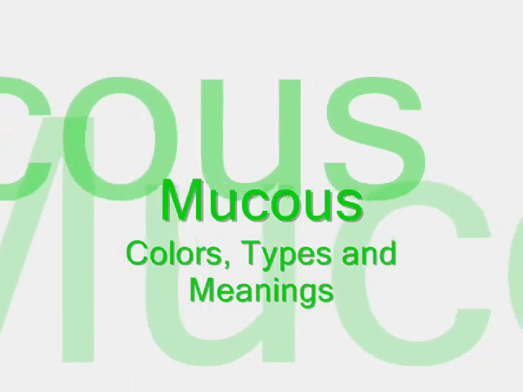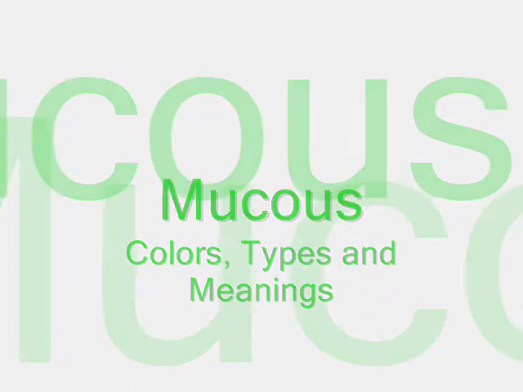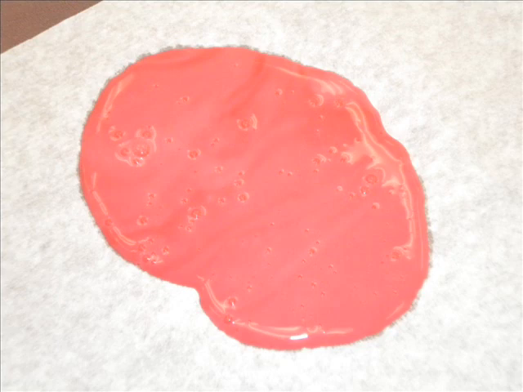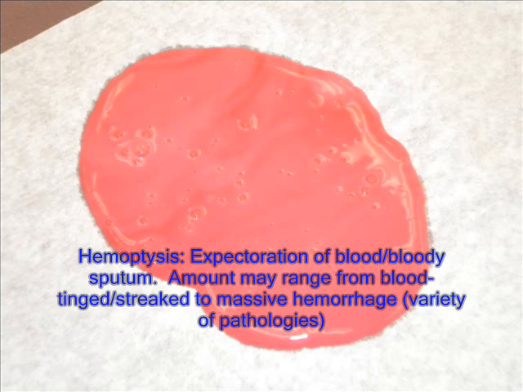Mucus. Colors, types, and meanings. Hemoptysis. Expectoration of bloody sputum. Amount may range from blood streaked to massive hemorrhage.